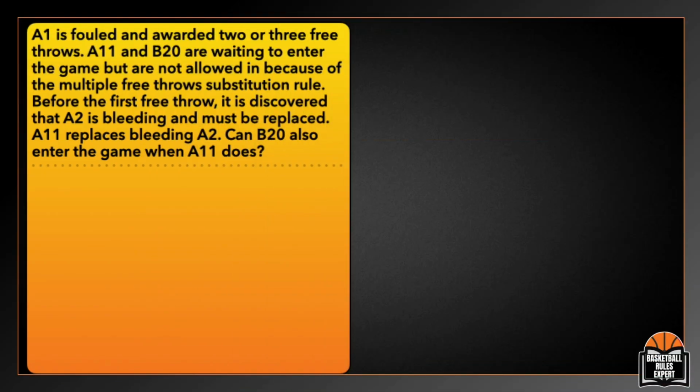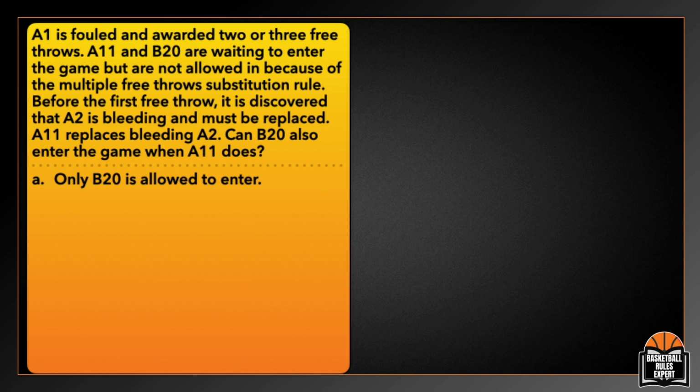A1 is fouled and awarded 2 or 3 free throws. A11 and B20 are waiting to enter the game but are not allowed in because of the multiple free throw substitution rule. Before the first free throw, it is discovered that A2 is bleeding and must be replaced. A11 replaces bleeding A2. Can B20 also enter the game when A11 does?